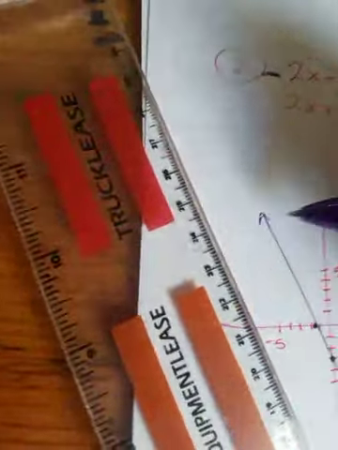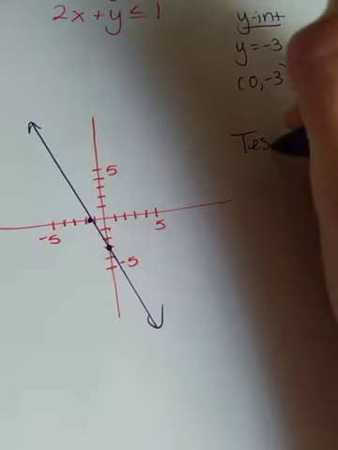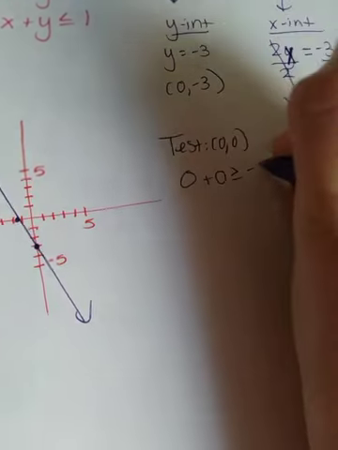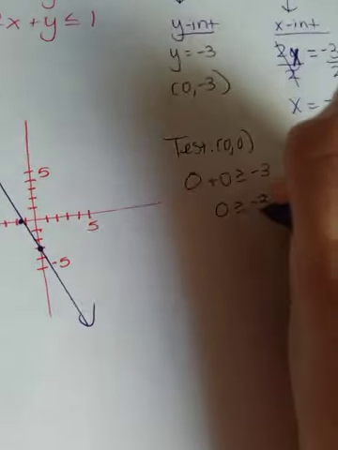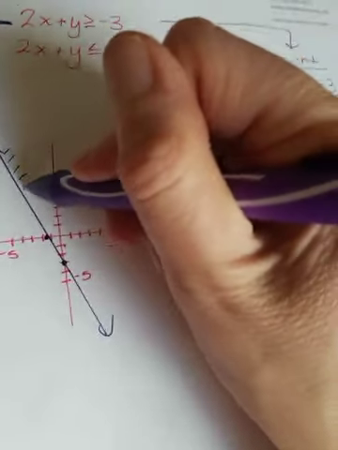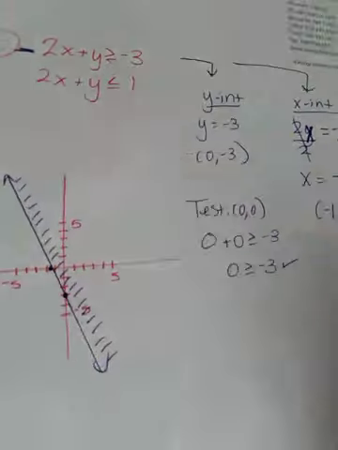Okay. Now we'll test out the shading. It does not go through 0, 0, so I can test 0, 0. So I'm putting 0 in for x, 0 in for y. Is 0 greater than negative 3? Why, yes it is. So that means I'm going to shade on the side that has 0, 0, which in this case is to the right. Okay, next line.